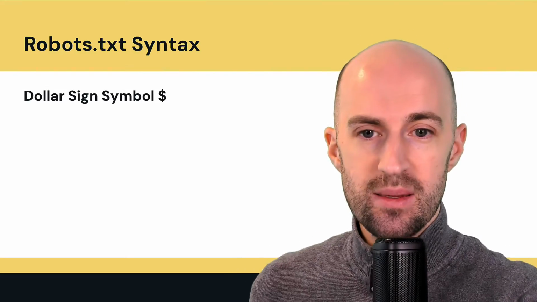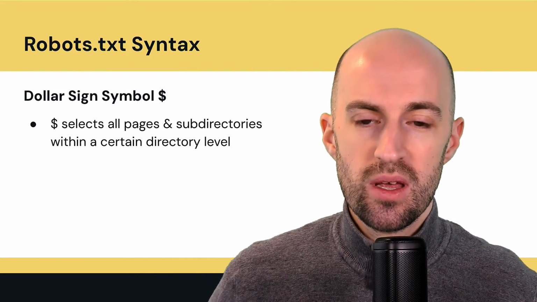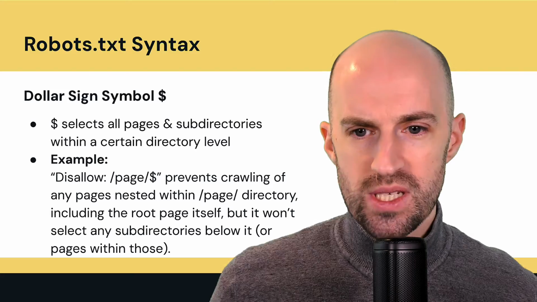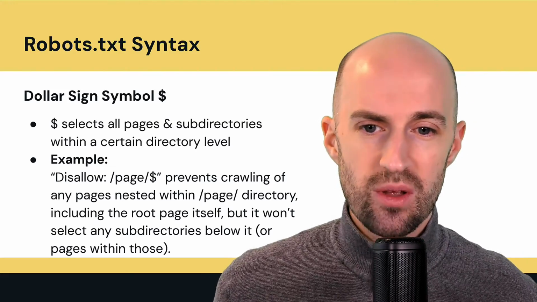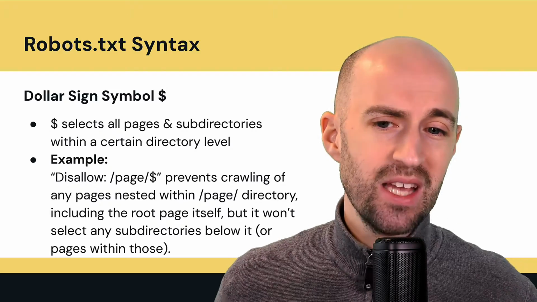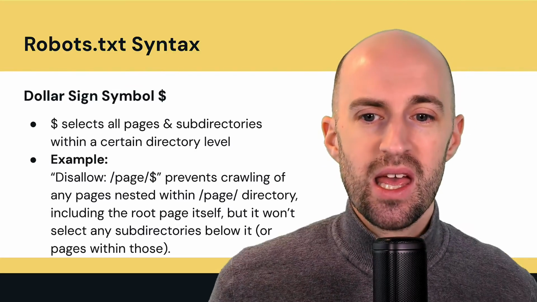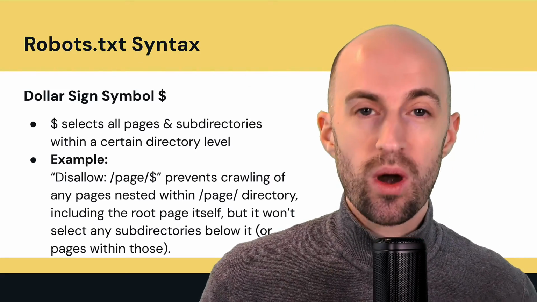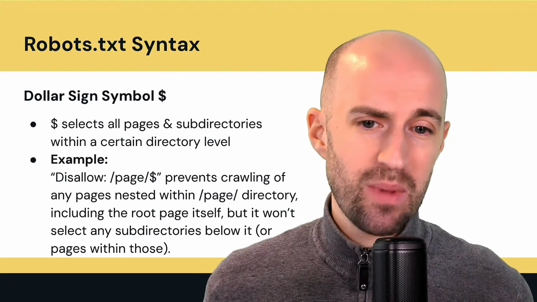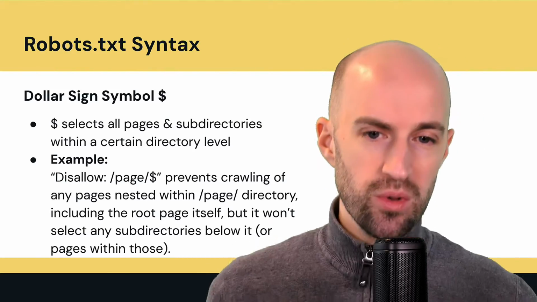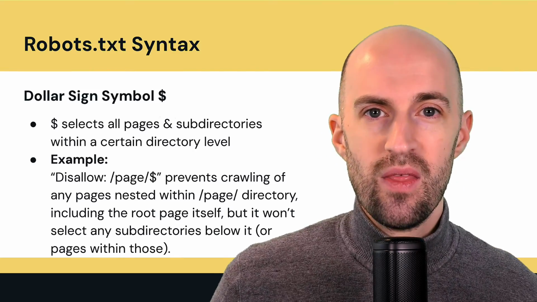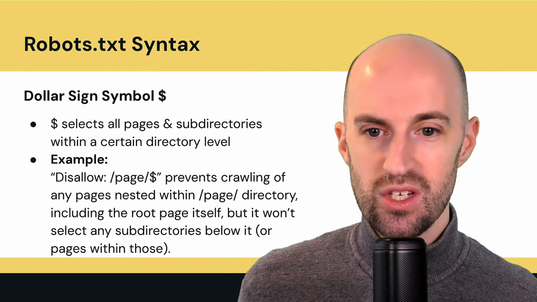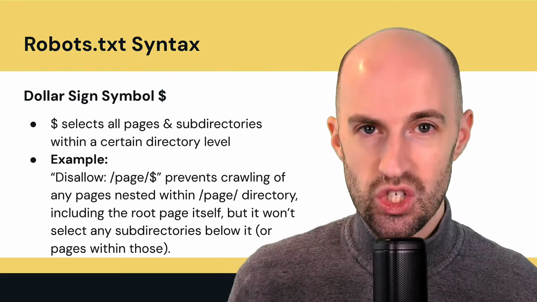Then you have the $ symbol. This can be used to select all pages and subdirectories within a certain directory level. So for example, disallow /page$ prevents crawling of the /page directory, including the root page itself, but it won't select any subdirectories below it or pages within those. So let's say there's a /page/subfolder directory, then it won't select that and it won't select any pages within those. It's just going to disallow the /page directory.